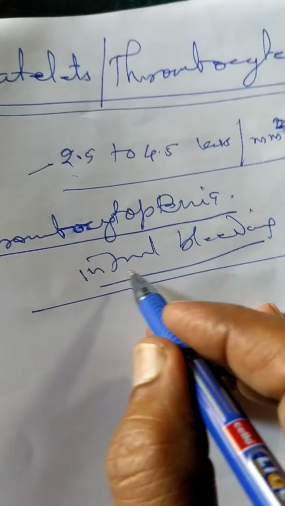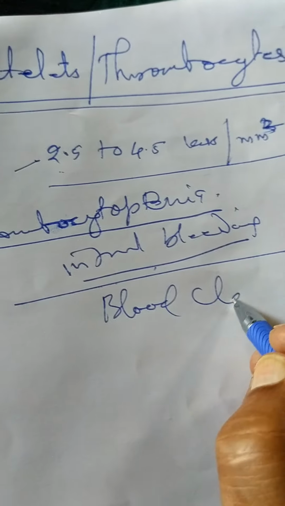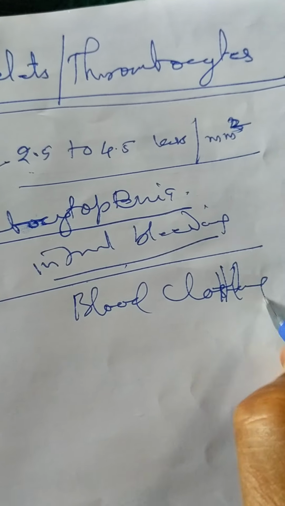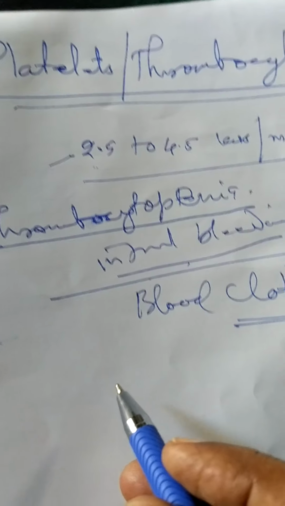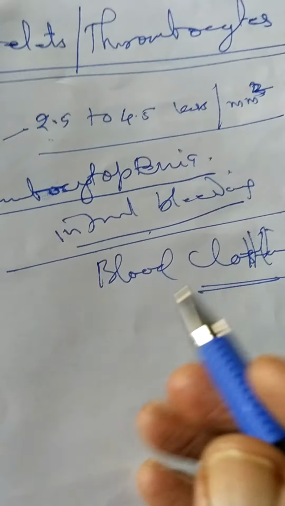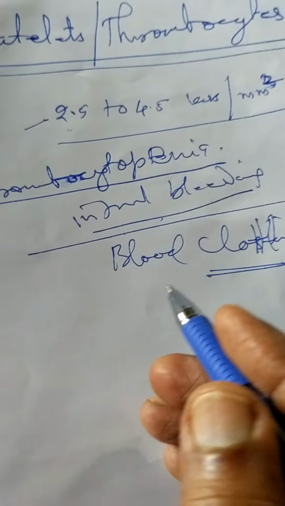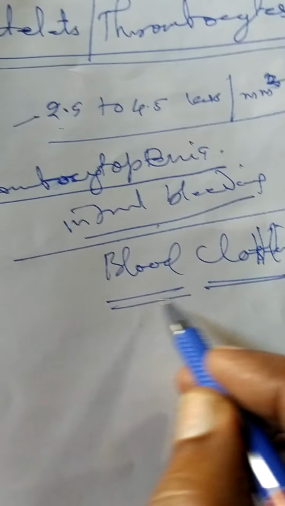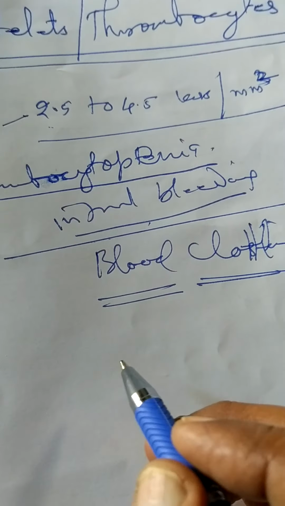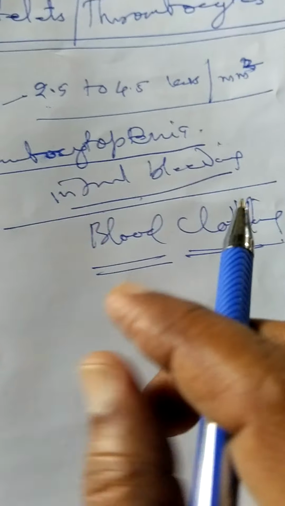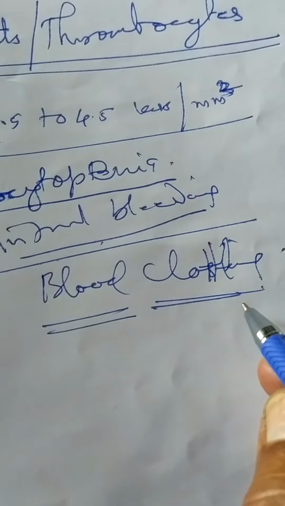Now the main function of the thrombocyte is blood clotting. What is clotting? Whenever any injury takes place to the human body, say to the hand or leg, within a few minutes the flow of blood is stopped, and this stoppage is because of the process of blood clotting. A clot means a semi-solid mass of blood is formed, which acts like a plug on the wound and stops further loss of blood. It is called blood clotting.